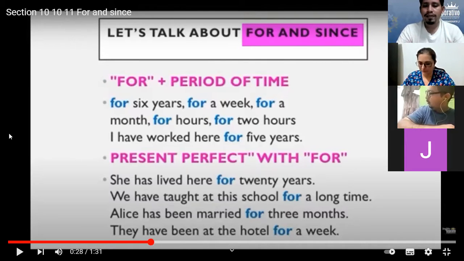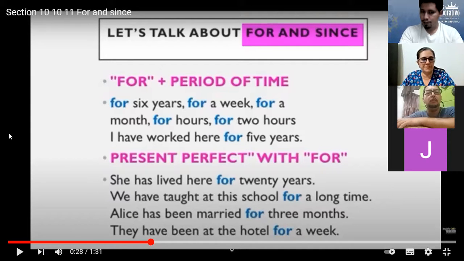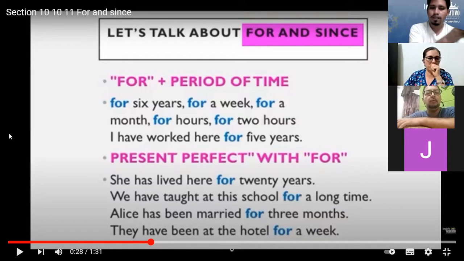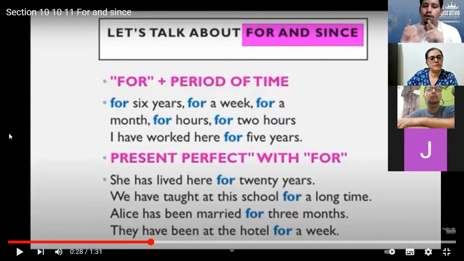But how do we use present perfect with for? We have one example here that says, I have worked here for 5 years. Then we have the first sentence using the present perfect. Okay, the structure is going to be like this: subject, auxiliary verb, verb in participle, and a complement, and in that complement we are also going to use the phrase for plus a period of time.